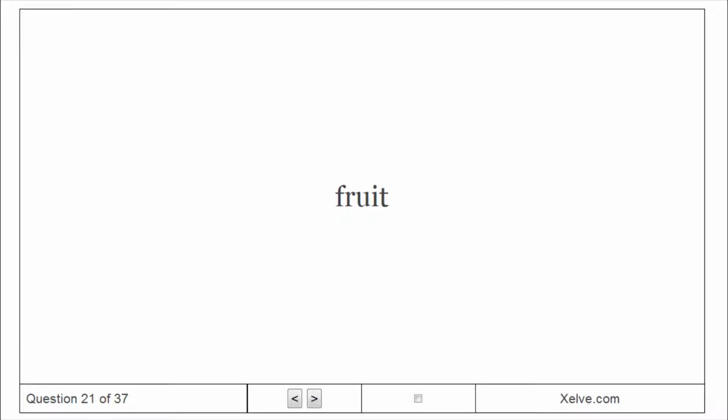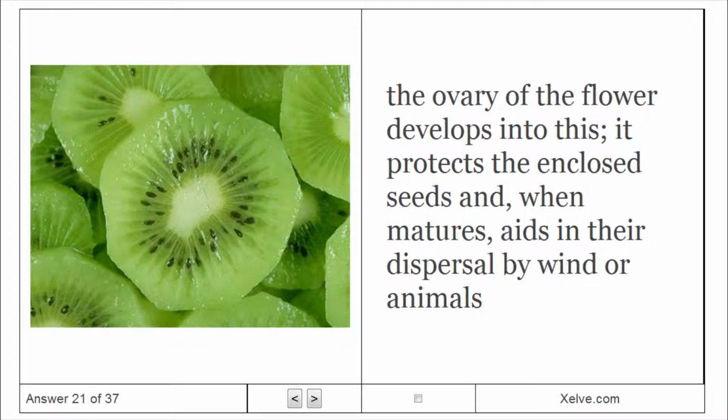Fruit. The ovary of the flower develops into this. It protects the enclosed seeds and, when mature, aids in their dispersal by wind or animals.